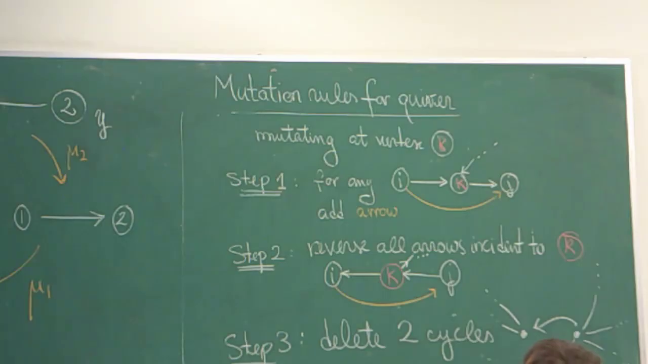Note that none of the arrows in orange matter here, so steps 1 and 2 are kind of interchangeable as long as you add the arrows orange in the right direction. Okay. And then finally, this process will create 2 cycles.